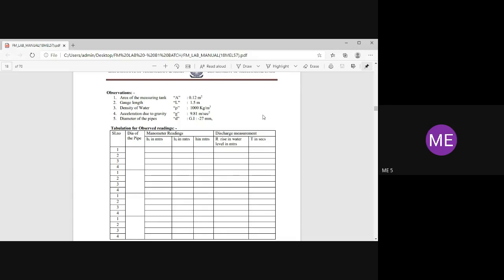Same tabular column as that of your previous experiment. Same tabular column, no change at all. First one is H1 in meters. I'm going to give the readings in centimeter. After that, you are going to convert that centimeter into meters. H is the differential head, H1 minus H2. R is the rise of water level in the piezometer, and T is the time taken to rise 10 centimeter of water.